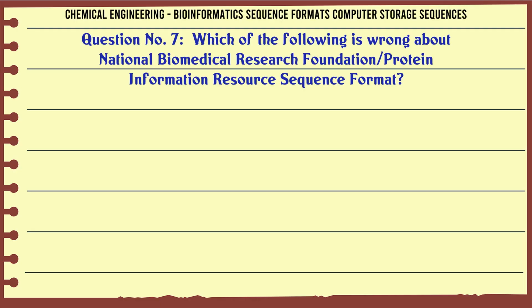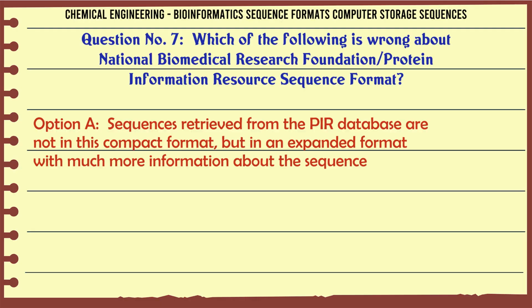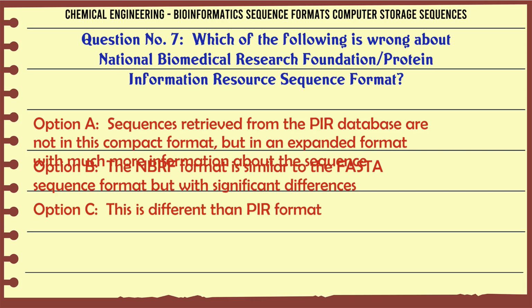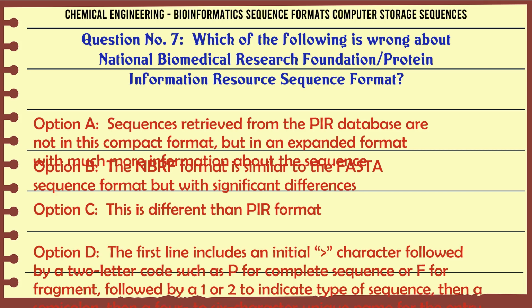Which of the following is wrong about National Biomedical Research Foundation Protein Information Resource Sequence Format? A. Sequences retrieved from the peer database are not in this compact format but in an expanded format with much more information about the sequence. B. The NBRF format is similar to the FASTA sequence format but with significant differences. C. This is different than peer format.